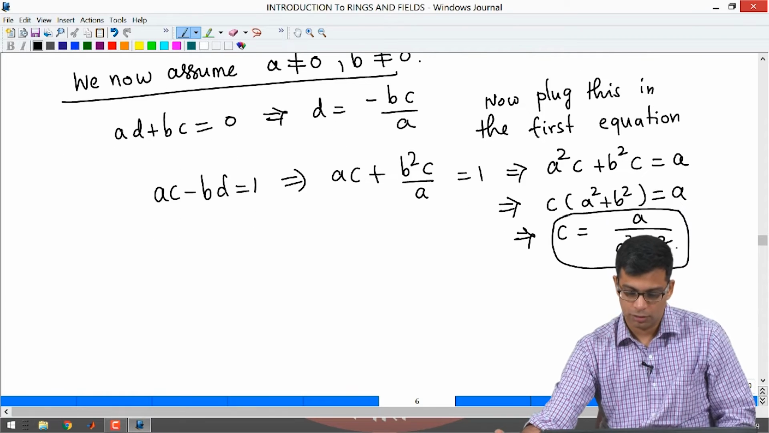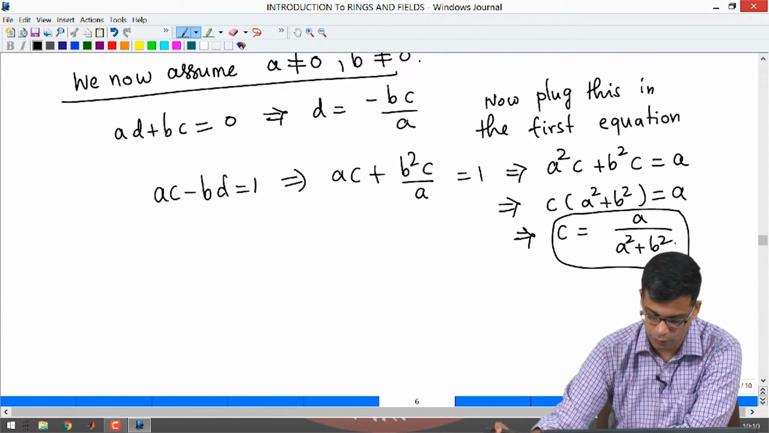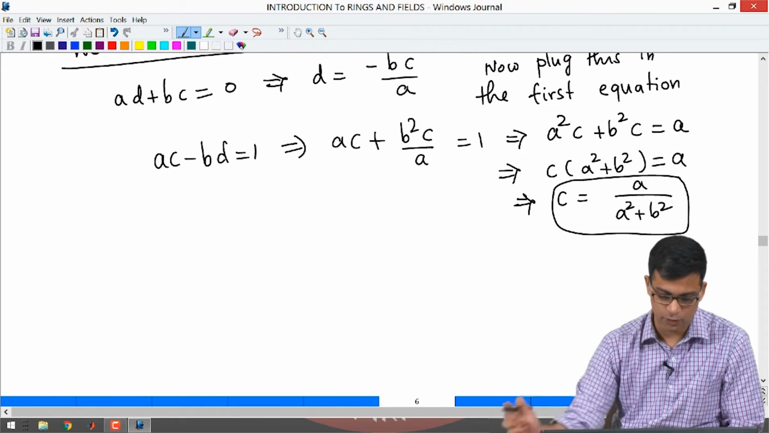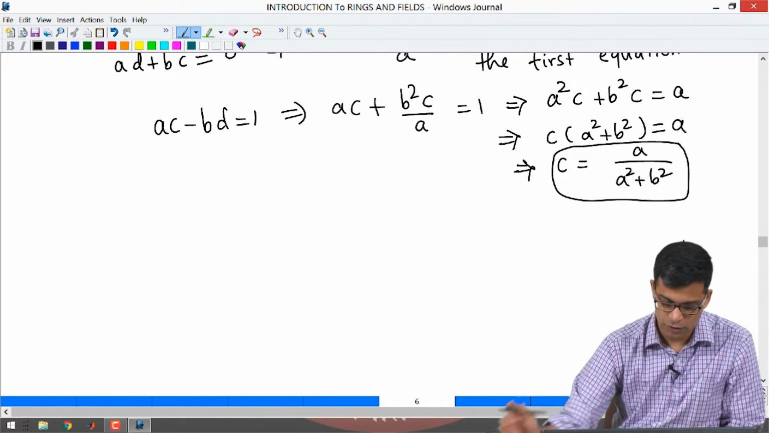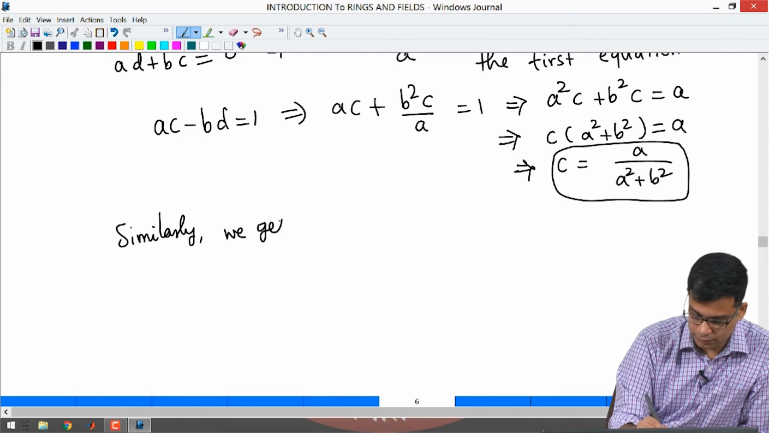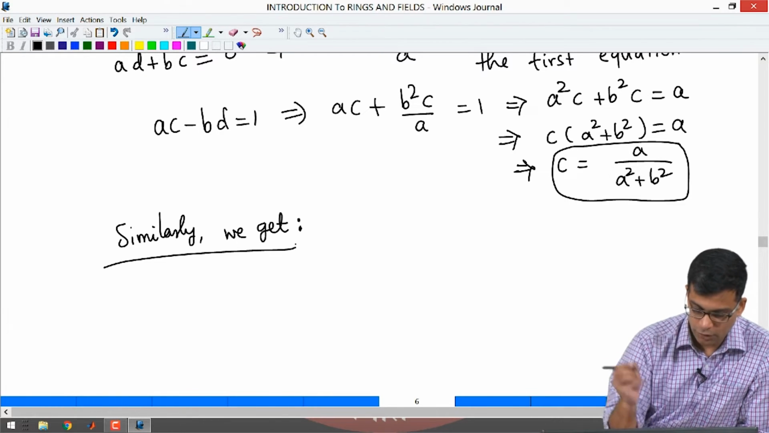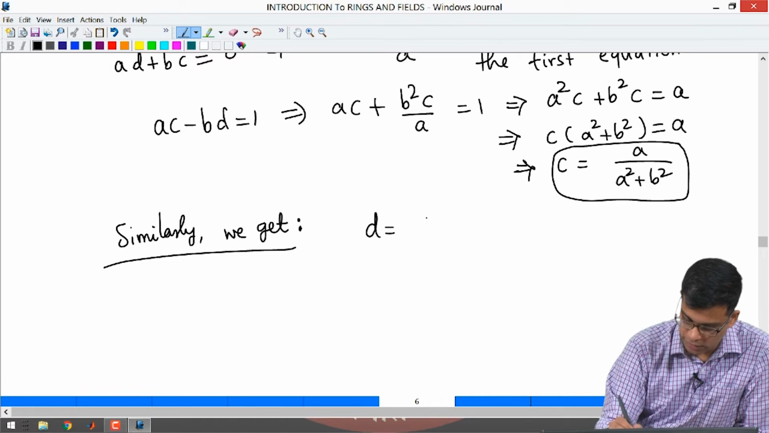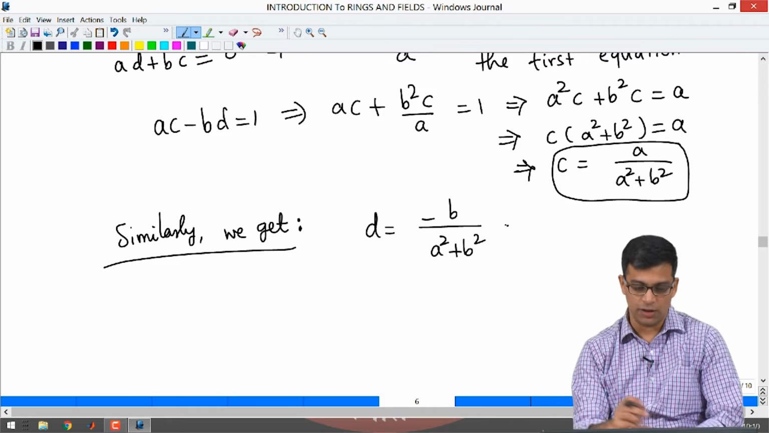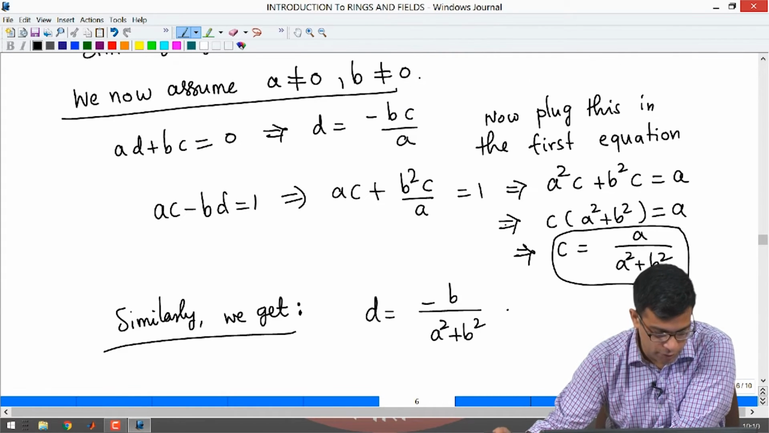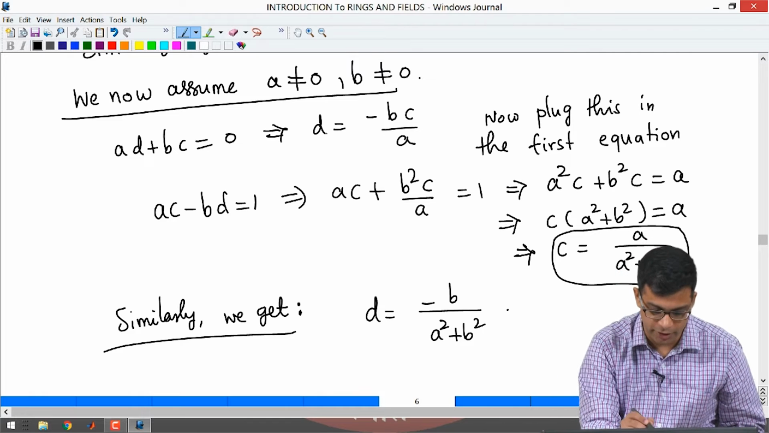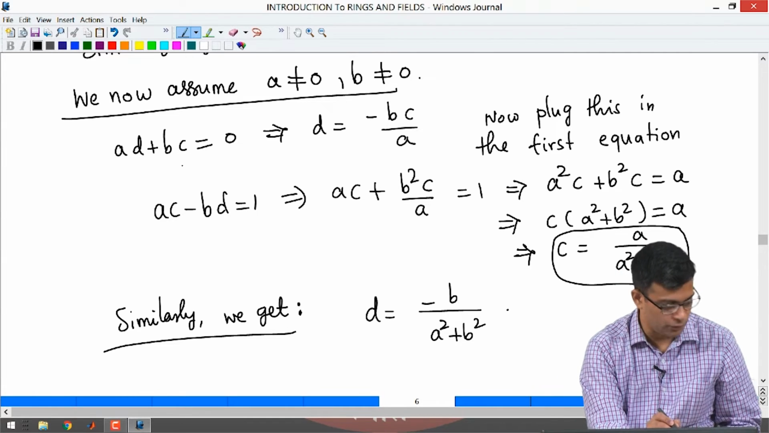If you have any questions, you should just pause and check this on your own. It is a very simple direct calculation, right. So, C is equal to A by A squared plus B squared. So, similarly, this I will leave for you, we get D equals minus B by A squared plus B squared. See, this is because we start with AD plus BC equal to 0, but instead of solving for D like we did here, we solve for C.